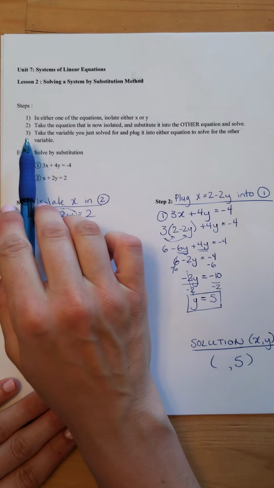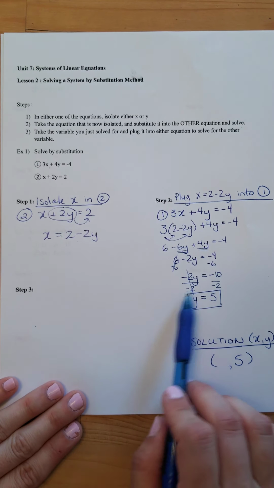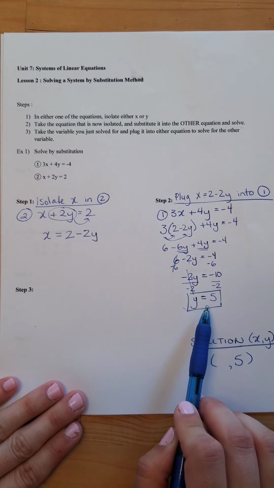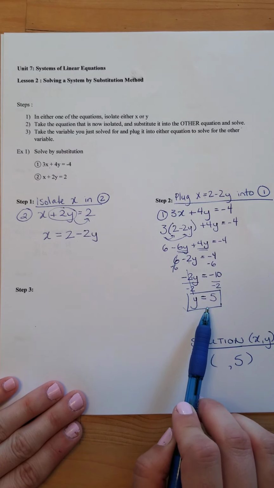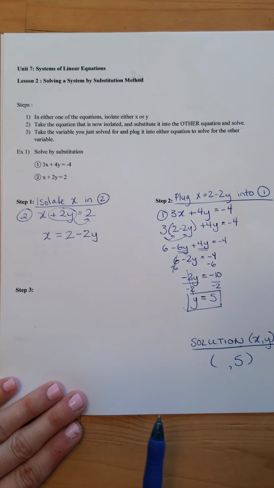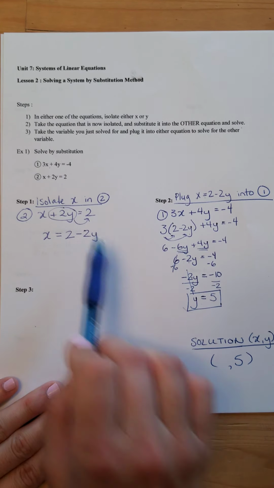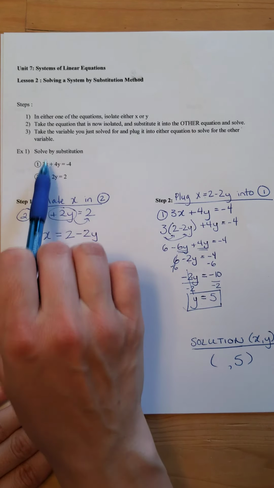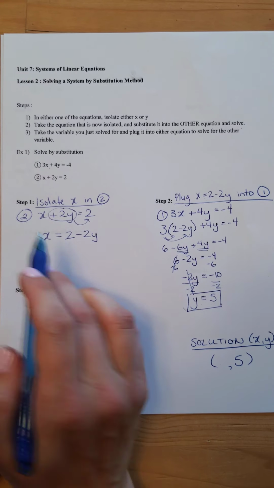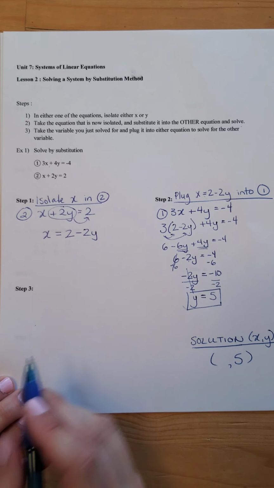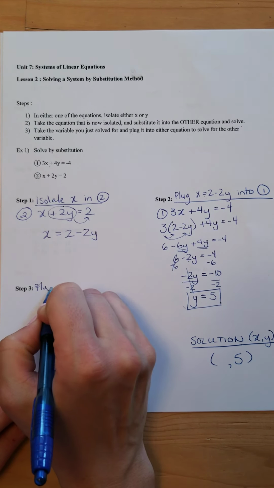So step 3 is to take the variable you just solved for. So the variable I just solved for is y, and plug it into either equation and solve for the other variable. So I have to find what x is now. So I take what I found for y and I go into either equation, whichever one you think looks easier, and I plug in y with what I found it to be. So I'm going to choose equation 2. That just looks a bit easier to me. So I'm going to plug y equals 5 into equation number 2.